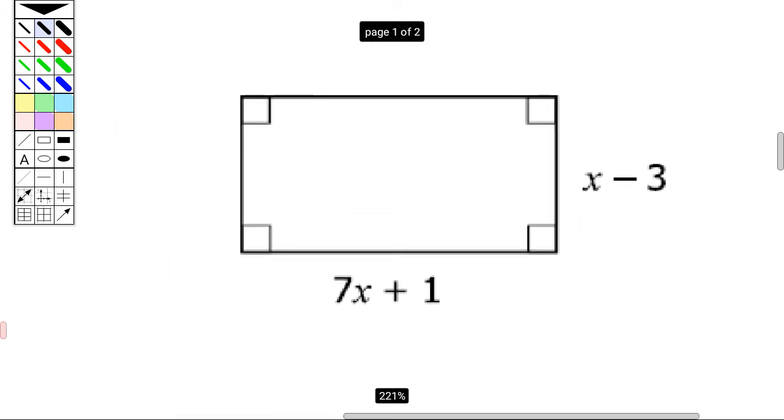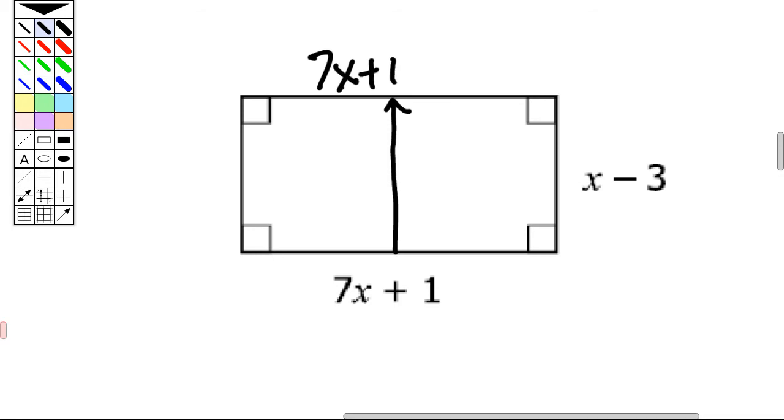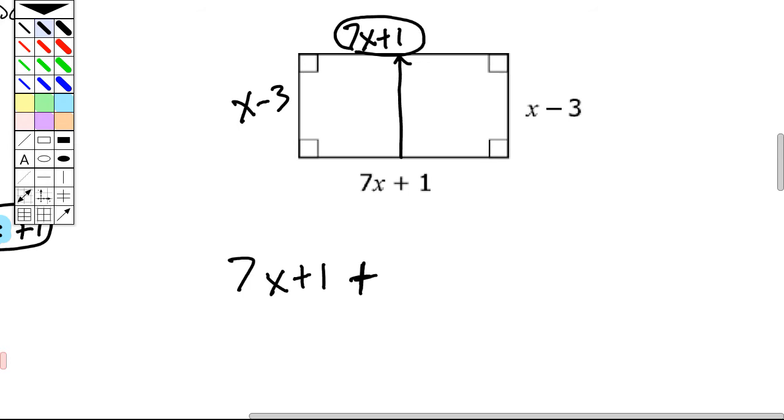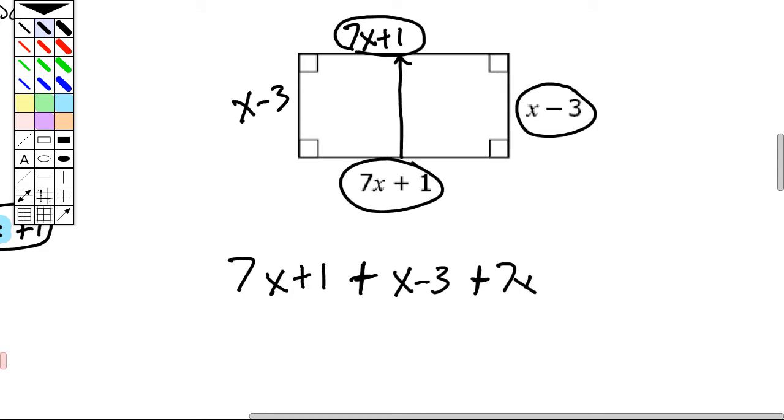We know for a rectangle, the opposite sides are the same. So if this is 7x plus 1, what's this side got to be? You guessed it, 7x plus 1. And of course, the other side must be an x minus 3. So if I were to write this all out, I would do 7x plus 1. Now I'm going to add all the sides up, so I'm going to add the next side, x minus 3. And I'm going to add the next side, 7x plus 1. And finally, that fourth side, add him on there, x minus 3.